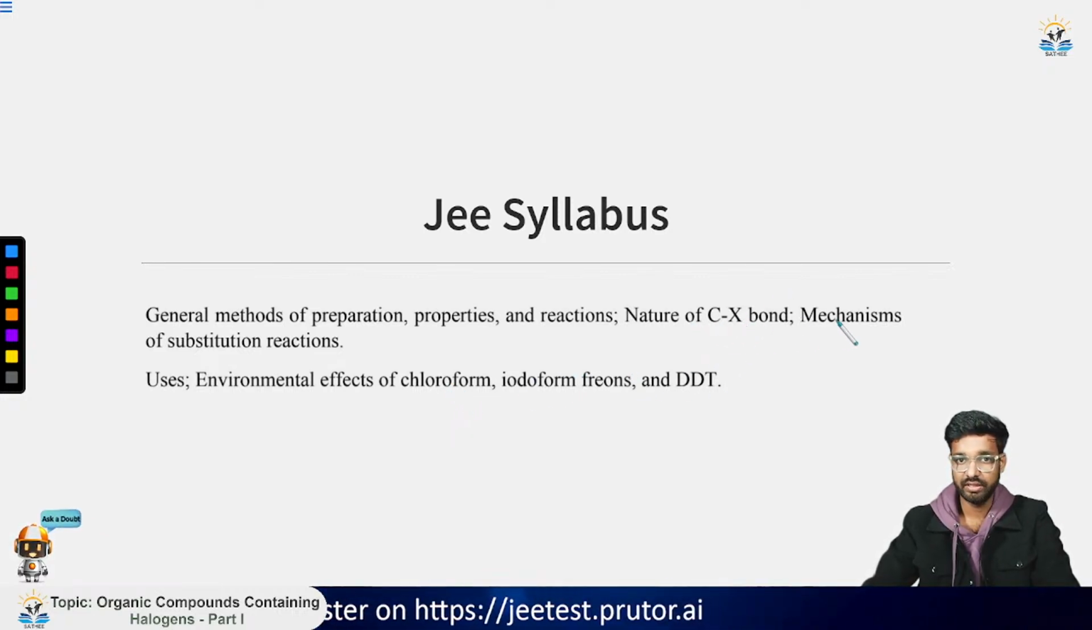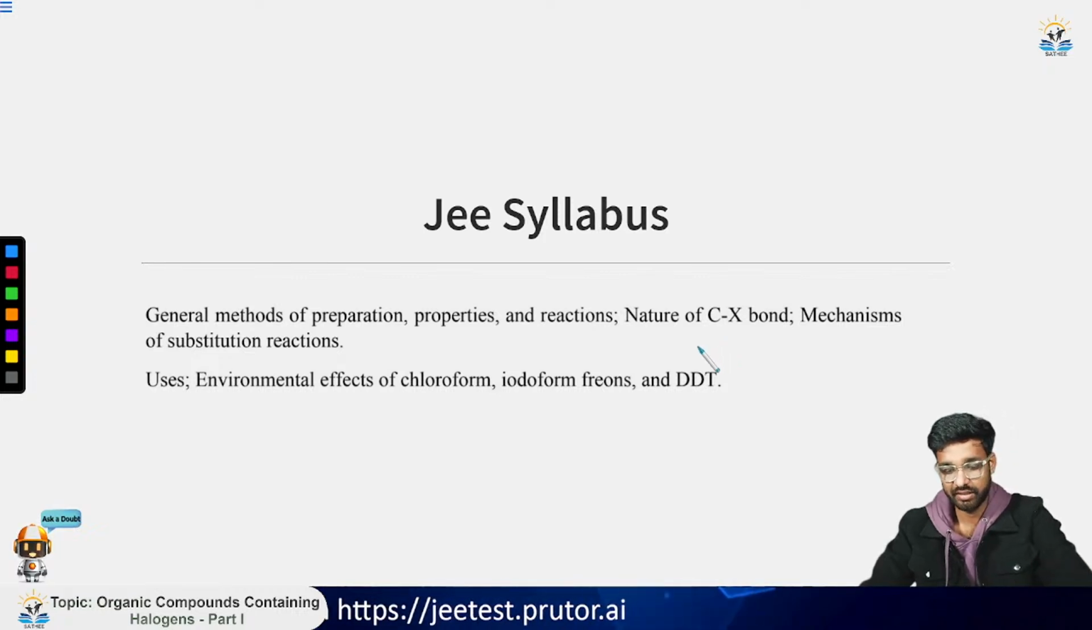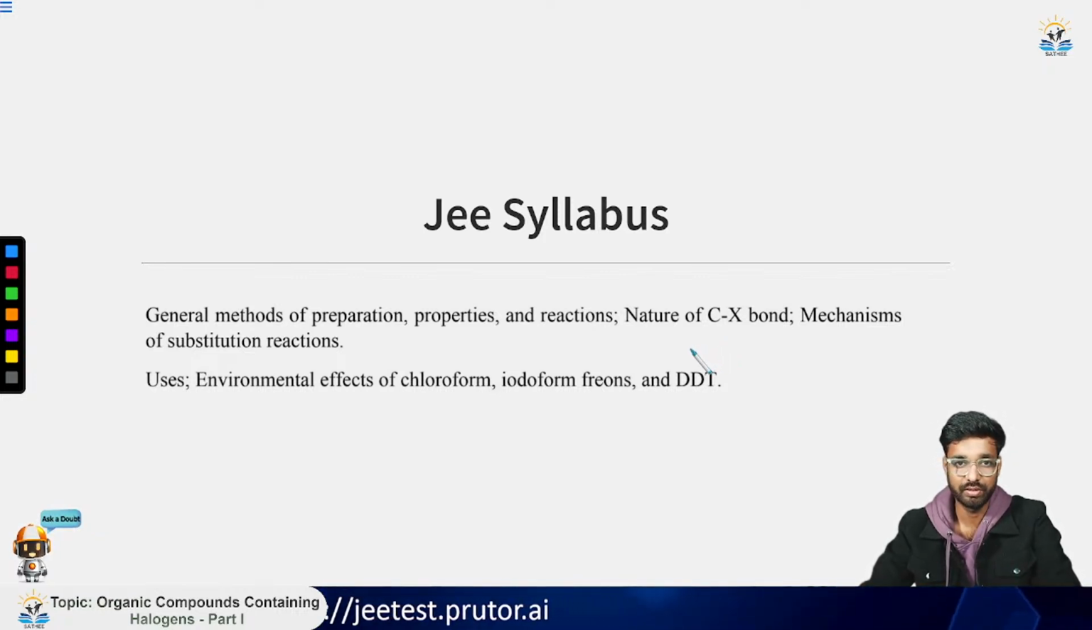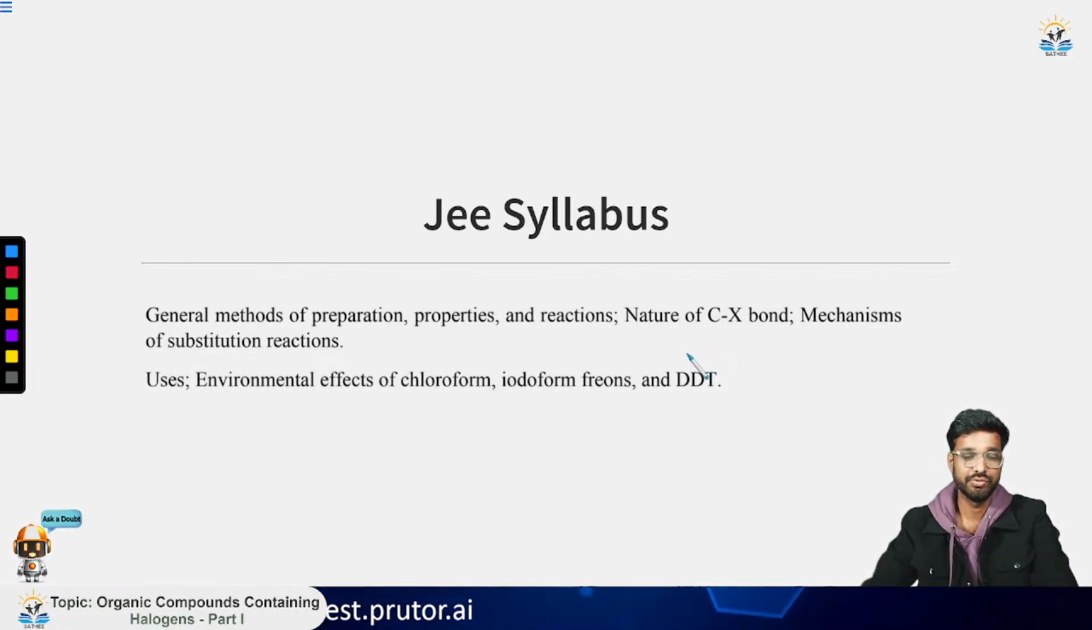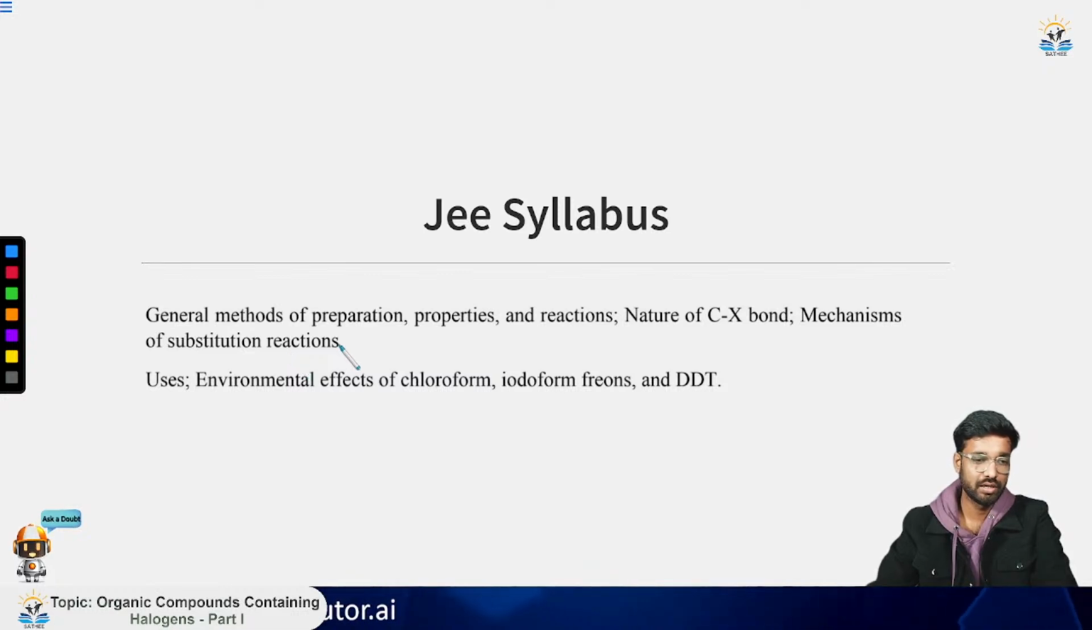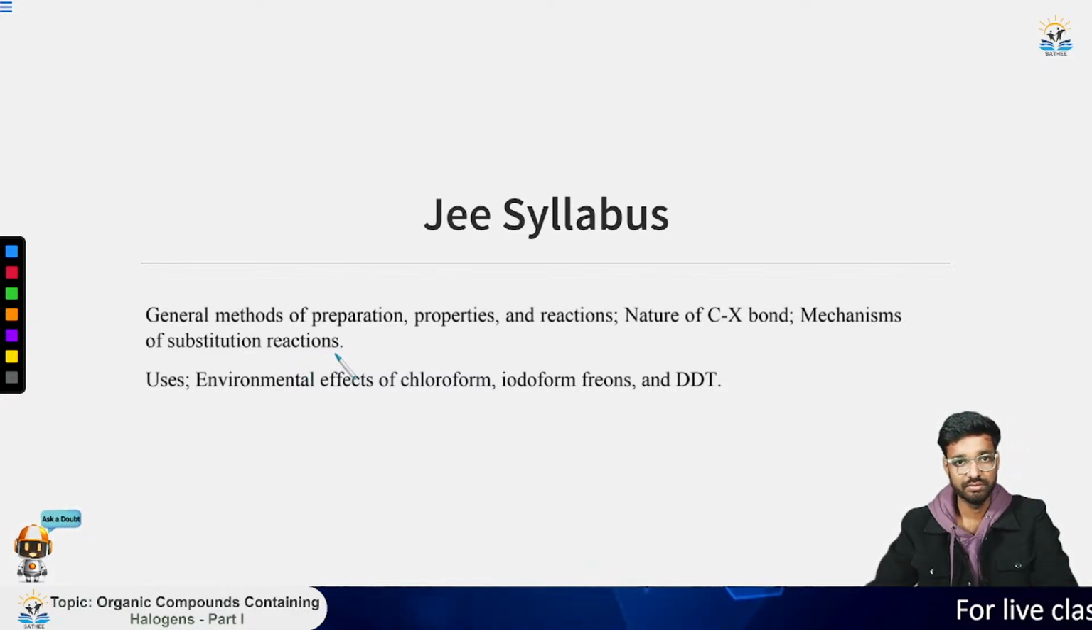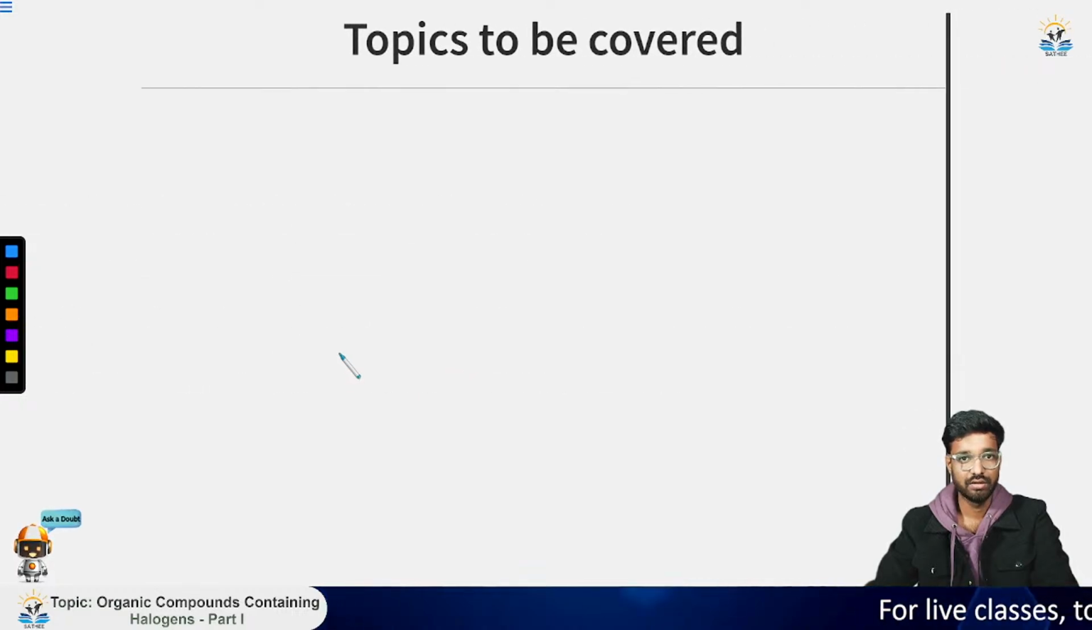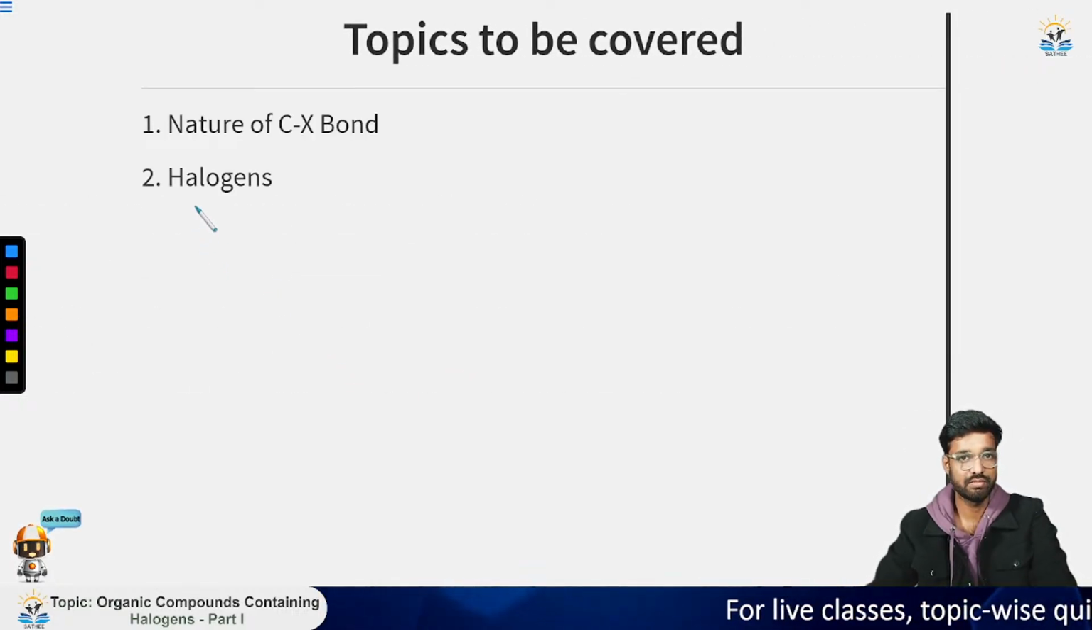We will also see some of the reaction mechanisms like SN1 and SN2 in short, because we have covered that in the GOC part, but we will give a brief view of that also. So let us start our chapter. Before that, let us see the topics that are to be covered in a more detailed way. First we will see the nature of the C-X bond.